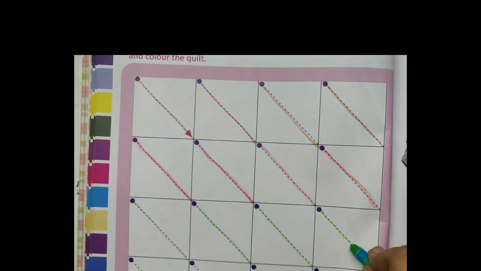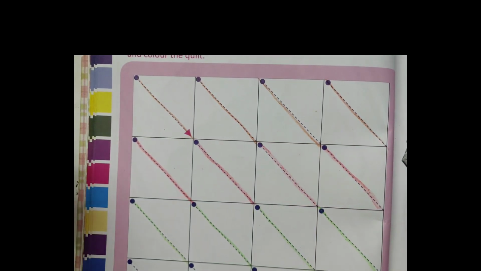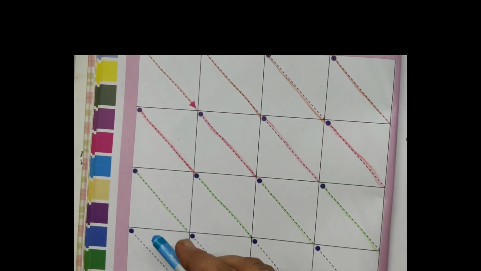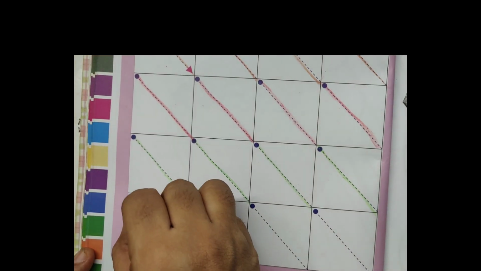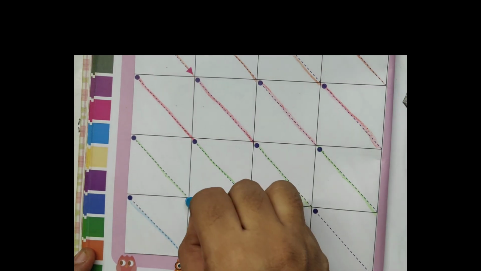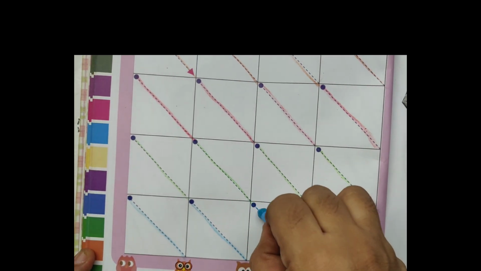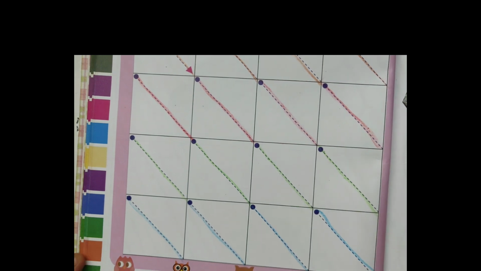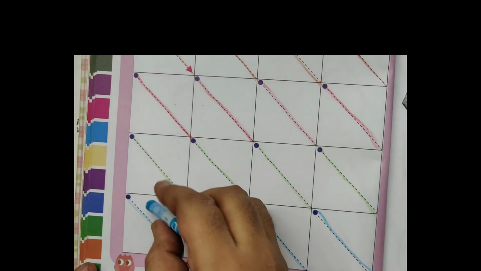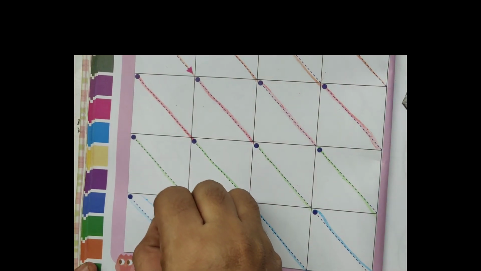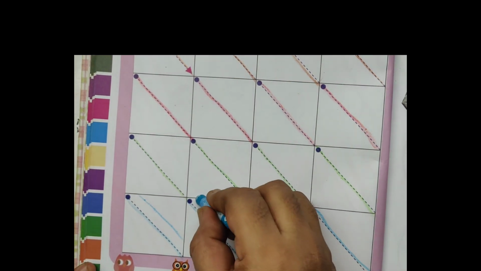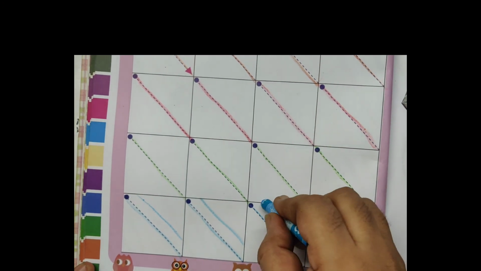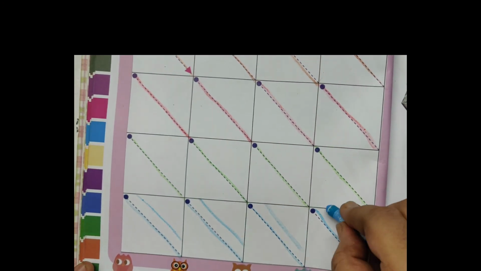This is slanting line. Trace over the dotted lines. This is slanting line. Trace over the dotted lines. This is slanting line. Draw more such lines. Same line, same color. This is slanting line.